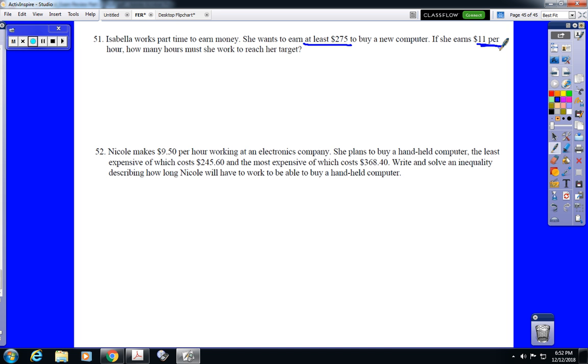So she earns $11 per hour, so that'd be 11 times x, if x is the number of hours. That is the rate at which she's earning money. She needs to make at least, which would be greater than or equal to, $275. There's the inequality written. Now we need to solve it. That's a pretty easy equation to solve.